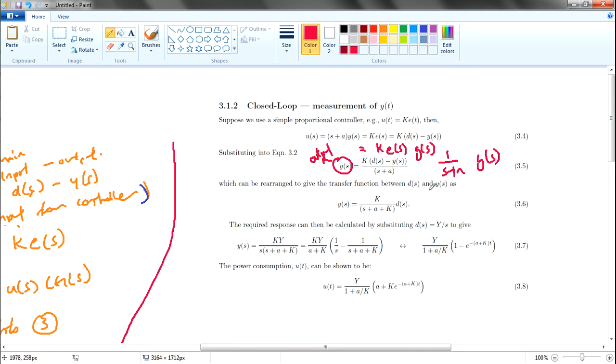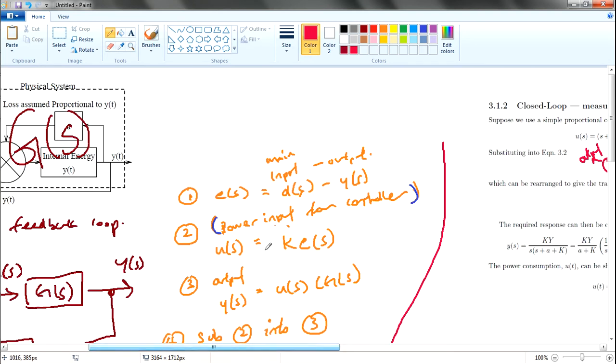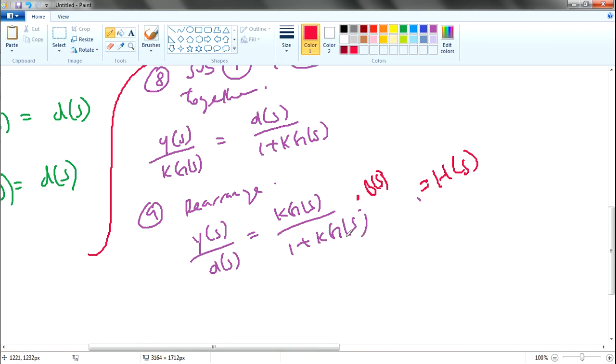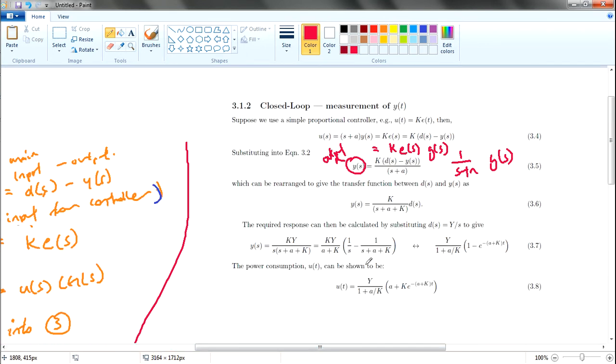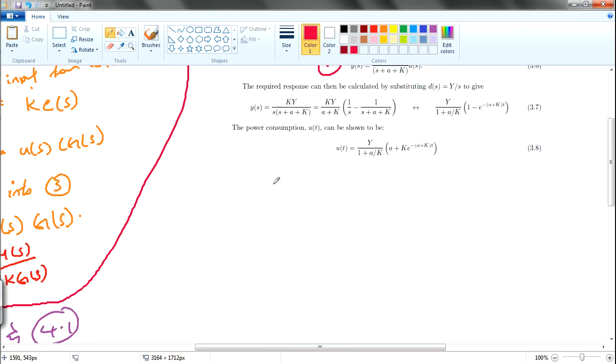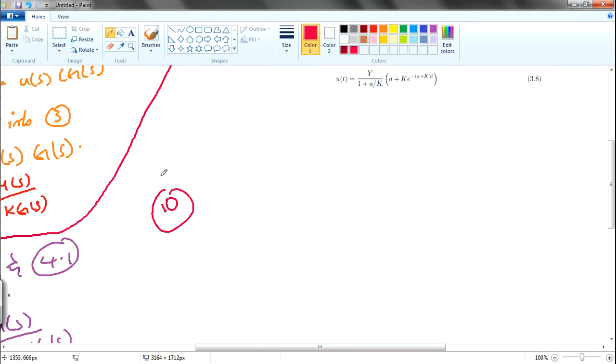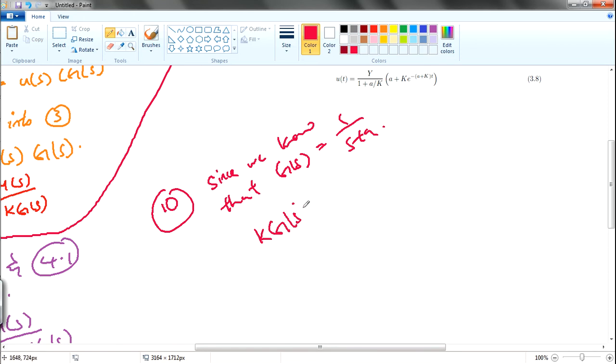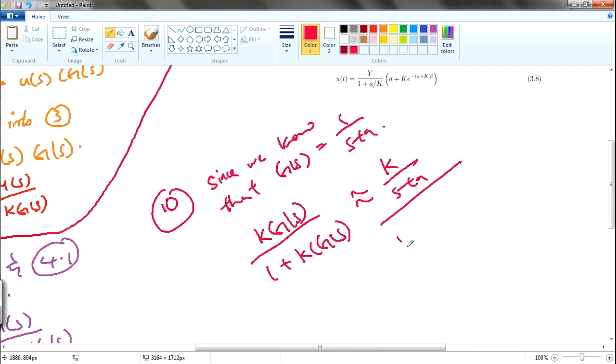This is actually KG of S over 1 plus KG of S. So we have step 10 now, which is actually step 11. So what is step 10? Since we know that G of S equals 1 over S plus A, KG of S over 1 plus KG of S is equal to K over S plus A divided by 1 plus K over S plus A.